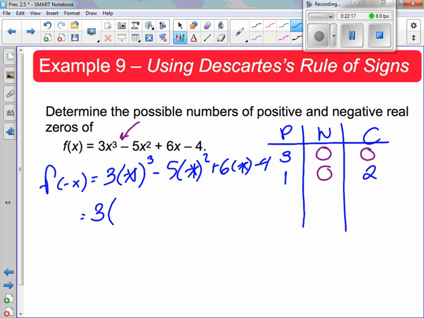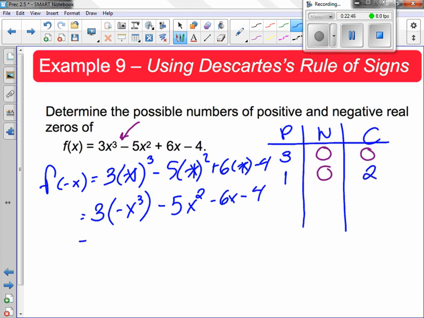Well, a negative times a negative is a negative, so negative x cubed is going to be negative x cubed still. Negative x squared would just be x squared because it becomes positive. Here we're just going to have minus 6x minus 4 because we don't have any powers for that one. But the first one, when we multiply, we get negative x cubed minus 5x squared.